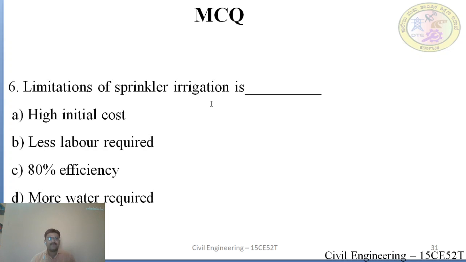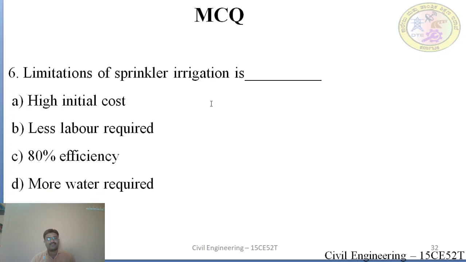Now next one: limitations of sprinkler irrigation. The options given are high initial cost, less labor required, 80% efficiency, more water required. What is the limitation we have studied? It's the first one, which is high initial cost. Since much technology is adopted in the arrangement of the sprinkler irrigation, the limitation is high initial cost.